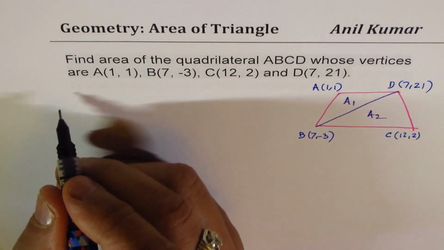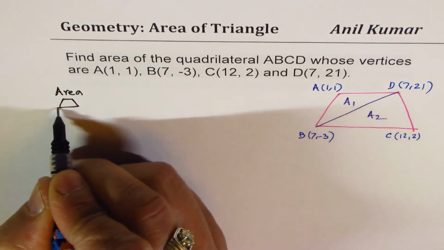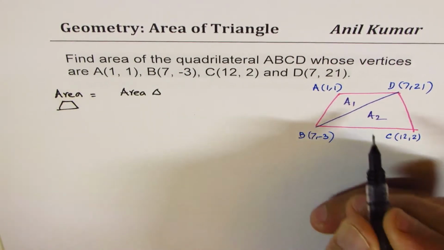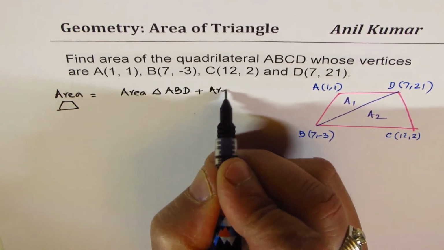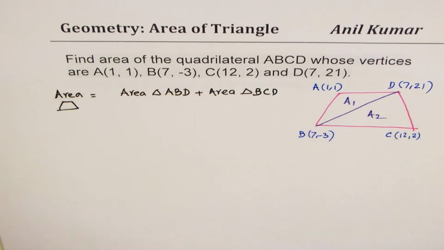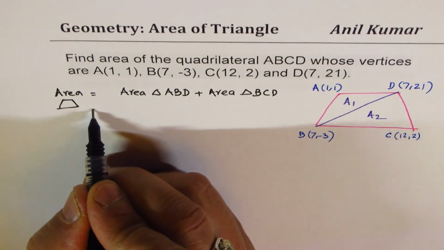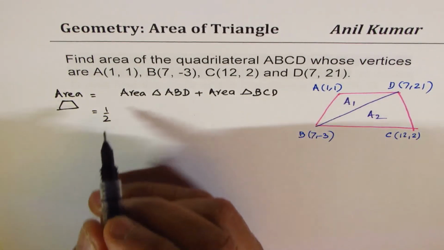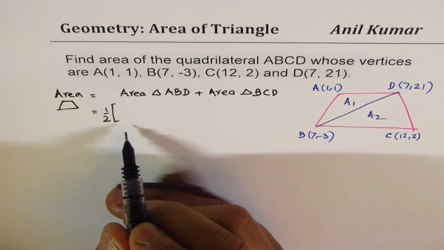So basically, we have area of quadrilateral, let me just make a figure here, will be equal to area of triangle, let's say ABD, plus area of triangle BCD. That's what it is, correct? So now we can just calculate this. I'm just saving some space here. We can write this as half the area of ABD. ABD will be what? Use the formula, okay? And this is all absolute values.